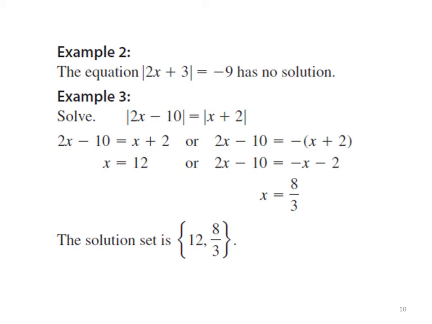For our second equation, 2x minus 10 equals minus x plus 2. We first simplify the equation. 2x minus 10 is equal to minus x minus 2. You can add 10 to both sides and add x to both sides and then divide by 3. You should get the solution x equal to 8 over 3. Your solution set now has two numbers, x equal to 12 and x equal to 8 divided by 3.